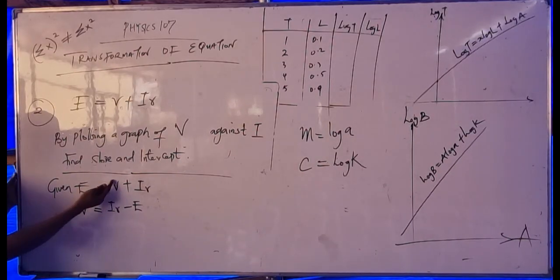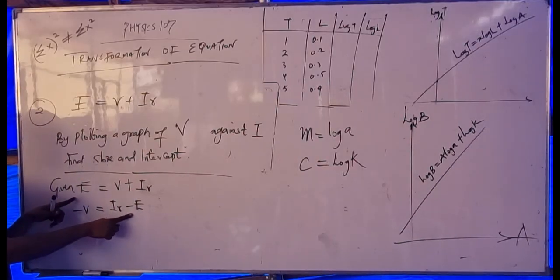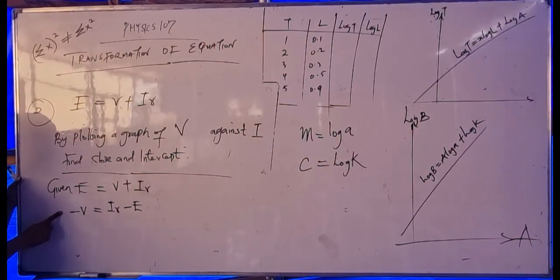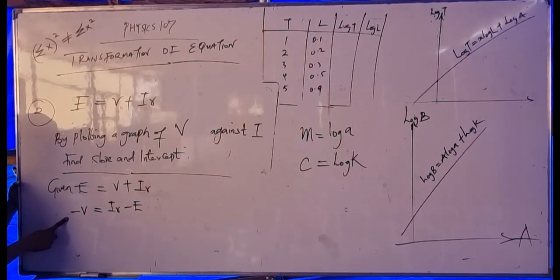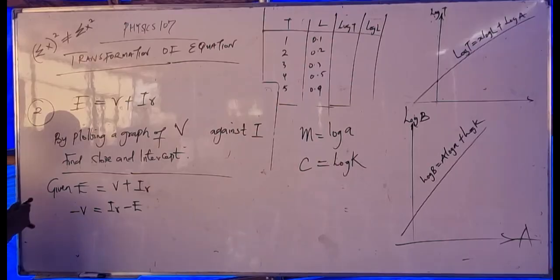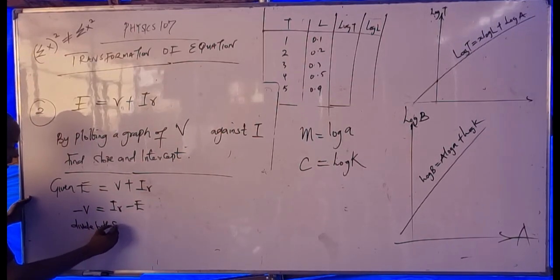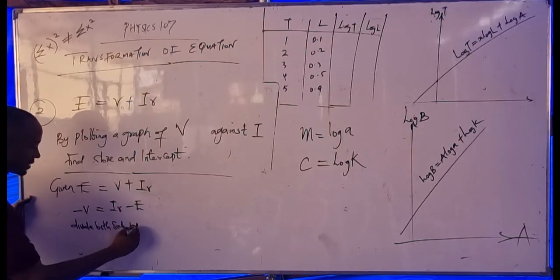I just moved this across to this side. Here becomes minus V, then when you move it becomes minus E. But if I'm plotting, here must be positive. Hope you are aware. So what do we do? Divide both sides by minus 1, or multiply through by minus 1.